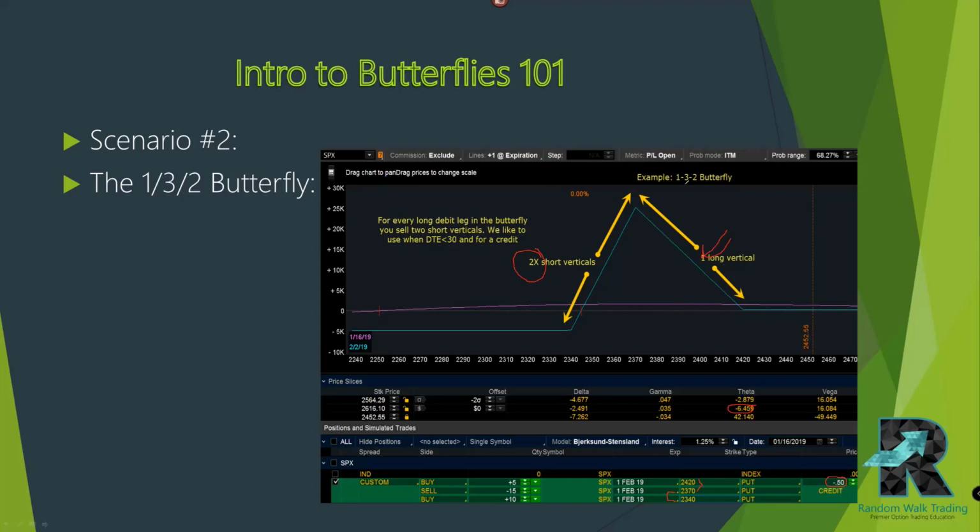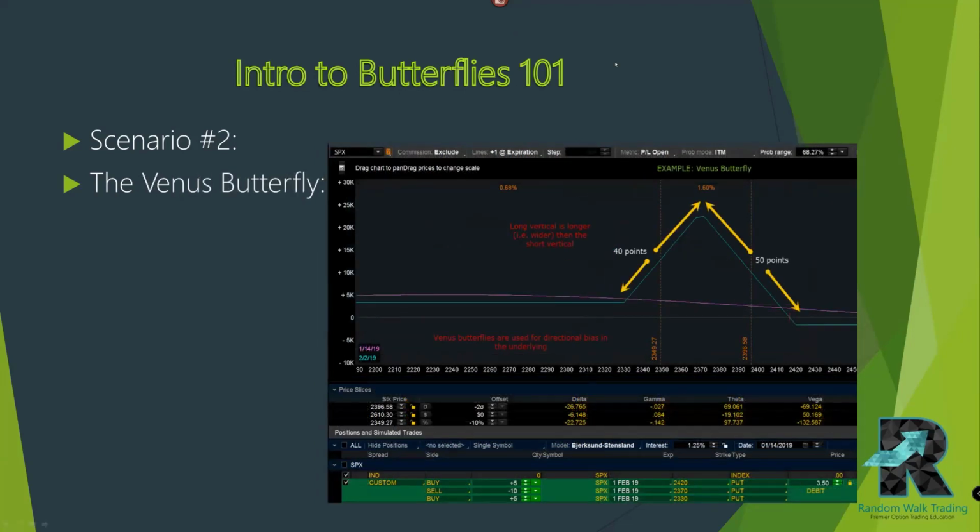So a 1-3-2, you can get some nice credits, particularly if you're looking to put a trade on. It's very short duration, 21 days or less. Sometimes you can't do a broken wing butterfly for a credit, but you might be able to do a 1-3-2 butterfly and get a credit and get that butterfly on. So that is just a quick example of a 1-3-2 butterfly. So we're long one spread and then we're short 2 verticals on this guy.